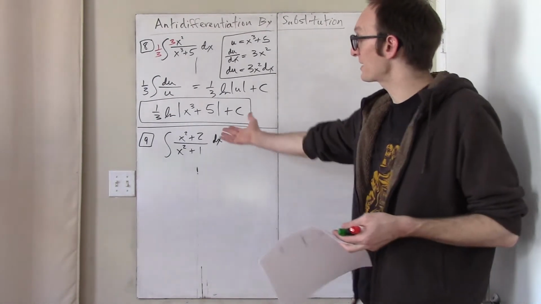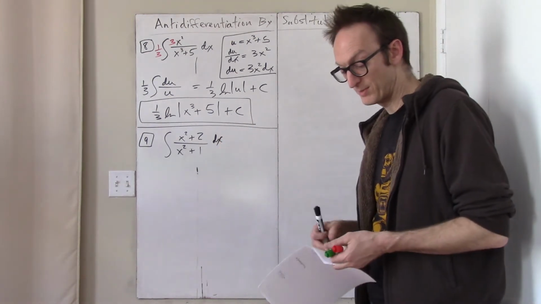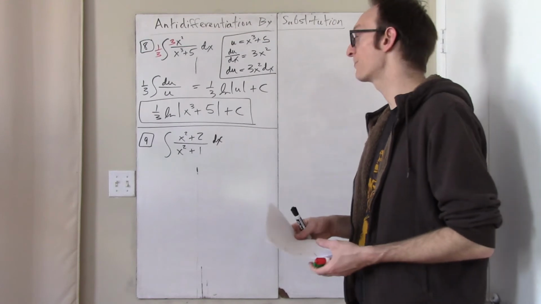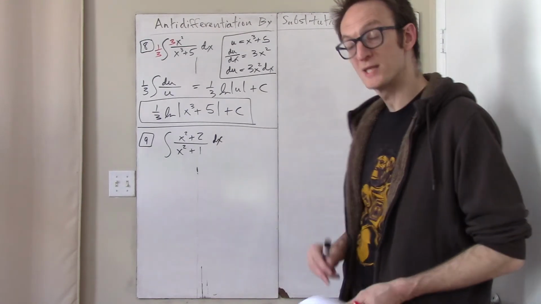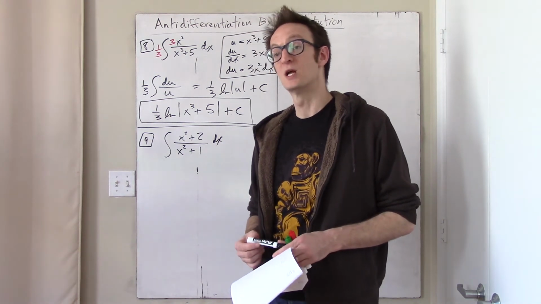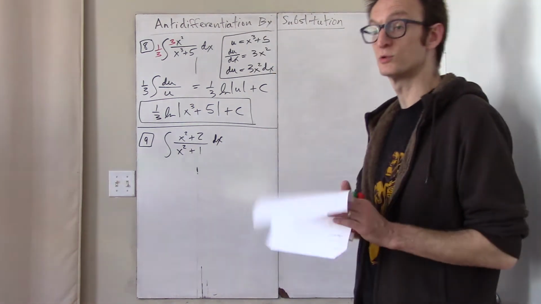And we know that all rational functions can be broken up into smaller, more manageable pieces by doing polynomial long division. So when it comes to antidifferentiation, you should always do polynomial long division. You should do polynomial long division literally whenever you can. You should do it.